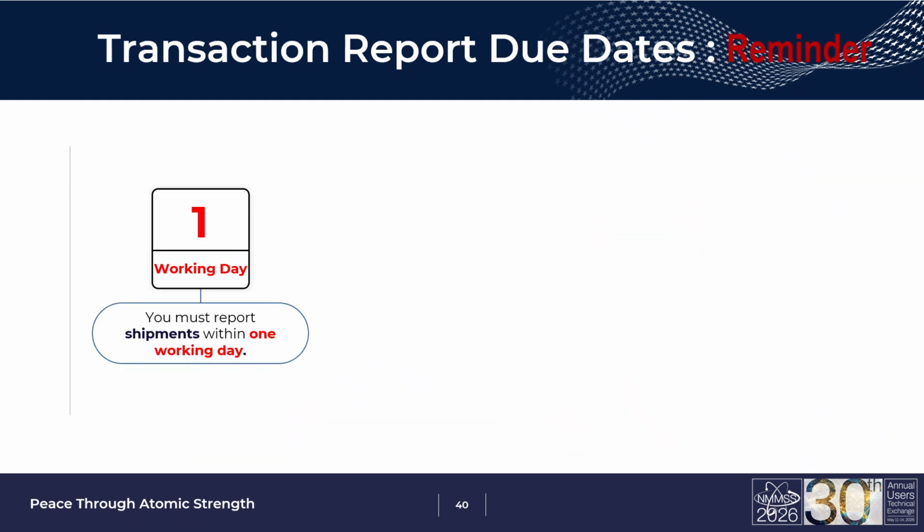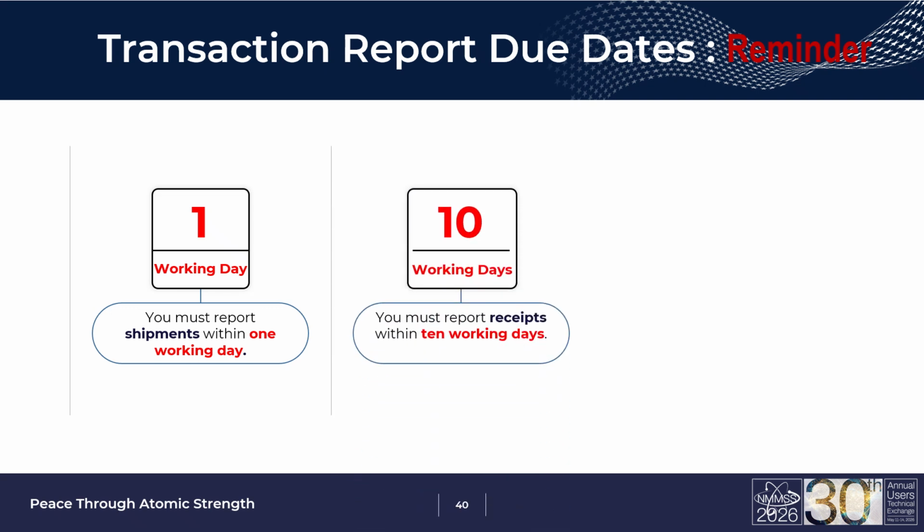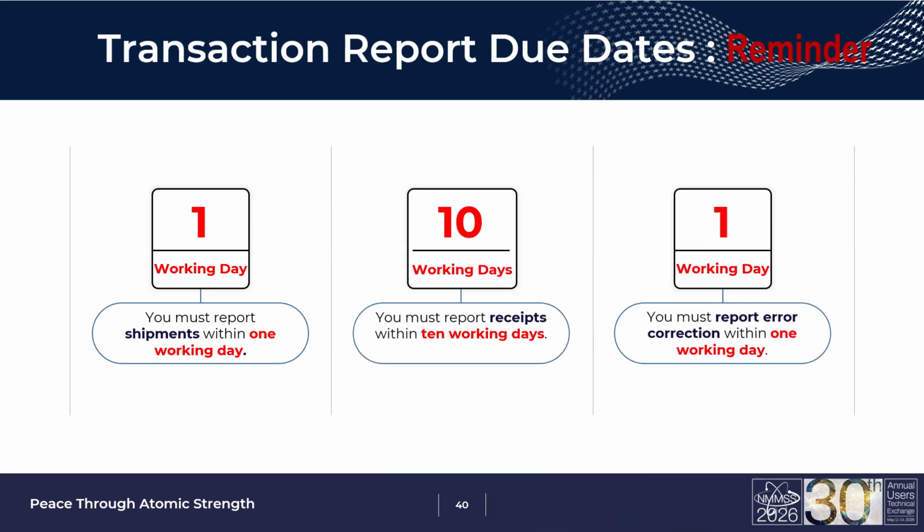Regarding transaction report due dates, remember a U.S. facility reporting DOE NRC Form 741s to NEMIS must report shipments within 1 working day, receipts within 10 working days, and a DOE NSA site or NRC licensee facility must report error corrections within 1 working day of the discovery of the need for the correction.